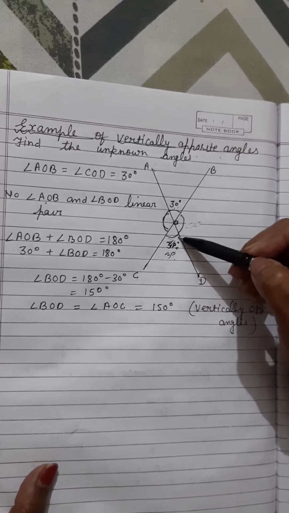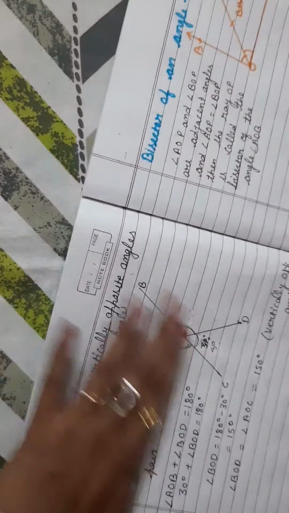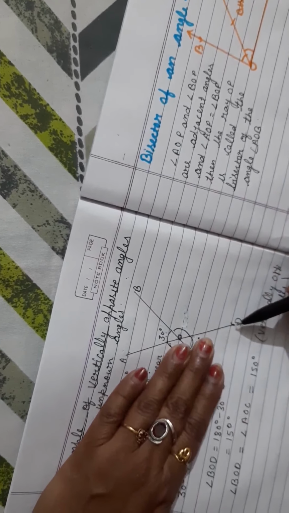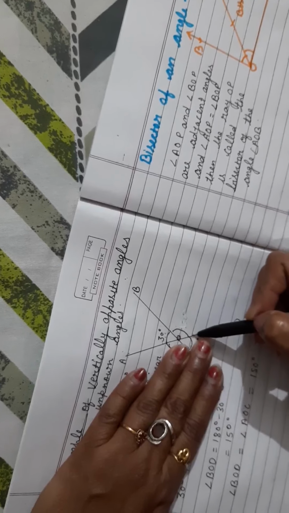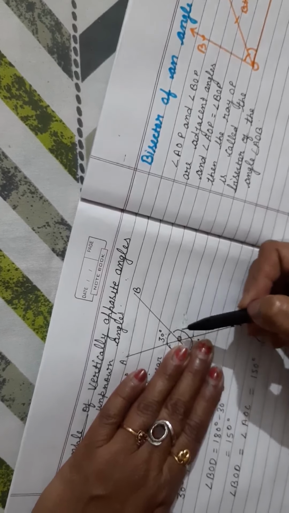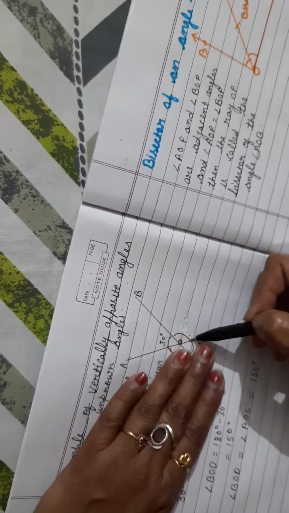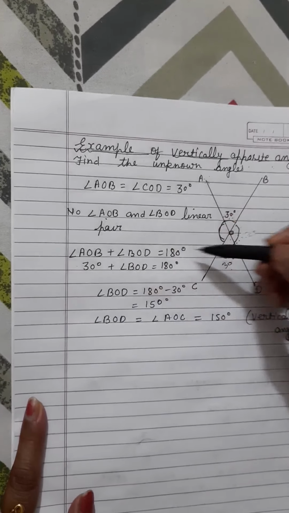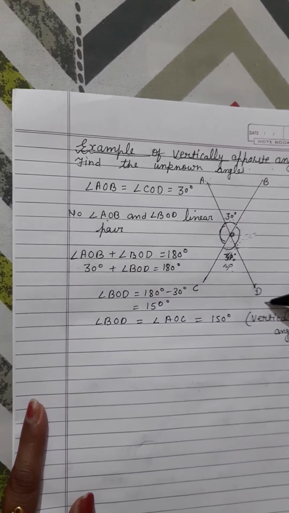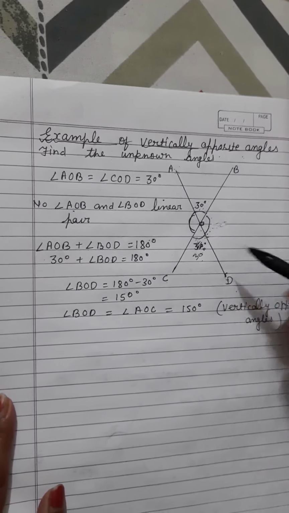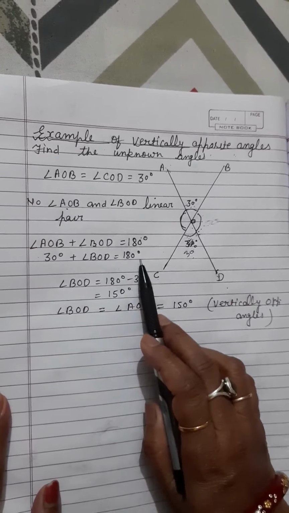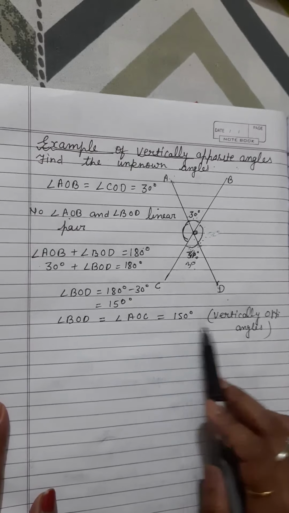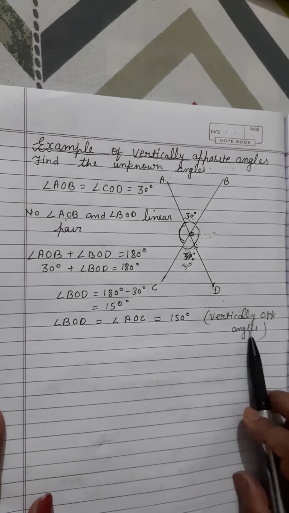But here how will you find it? Just look here, what you are observing, this is a linear pair. So the sum of these two angles is 180 degrees, and you will subtract: 180 degrees minus 30. So you will get this angle. Now this way you can write angle AOB plus angle BOD is equal to 180 degrees. So 30 degrees plus angle BOD is equal to 180 degrees, and 180 degrees minus 30 degrees is 150 degrees, because they are vertically opposite angles.